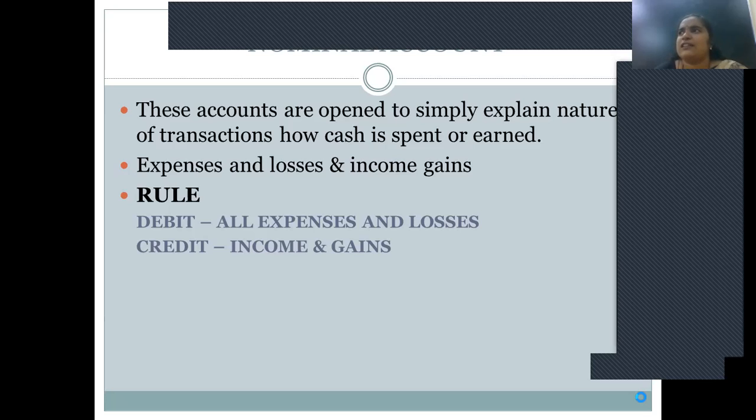Then what are losses? Losses means when you sell something and the revenue received is less than the cost incurred. So any such type of loss. Expenses and losses are always debited. And when you gain something, income, maybe commission received, interest received, profit, all these are credited, and these are nominal accounts. So the rule for nominal accounts is that all expenses and losses are debited, and income and gains are always credited. So these are the different types of accounts.